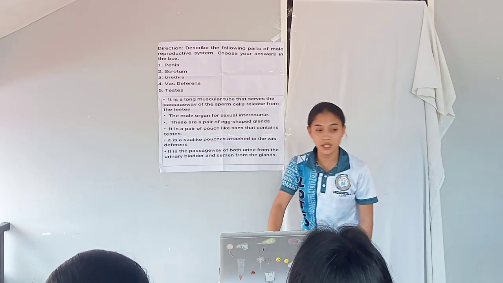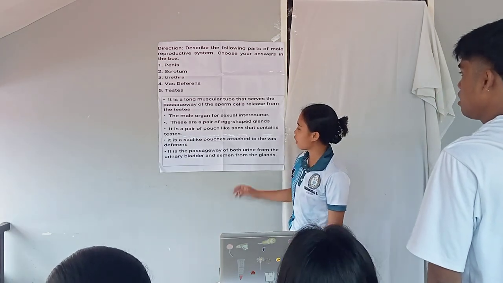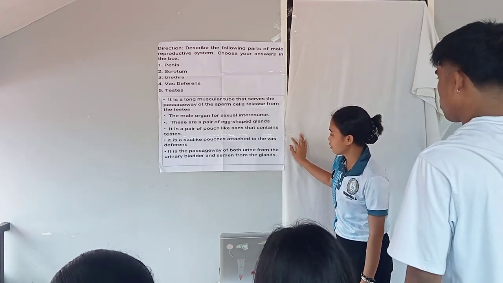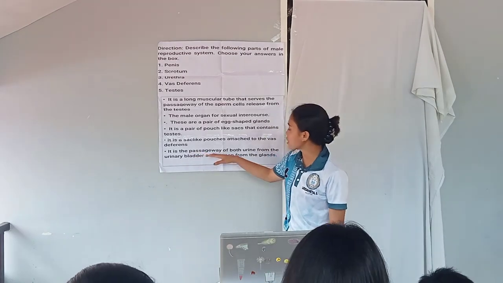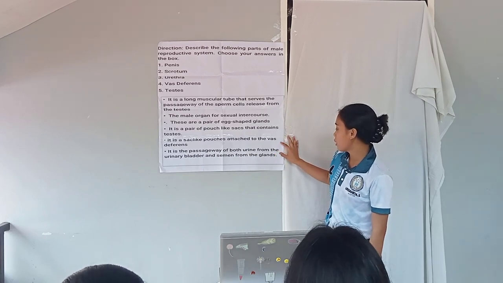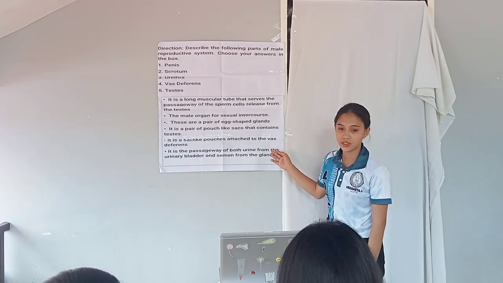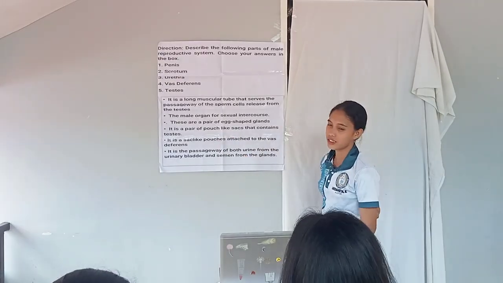Okay, number three wants to answer. Urethra. It's the passageway of both urine from the urinary bladder and semen from the glands. Okay, urethra, it is the passageway of both urine from the urinary bladder and semen from the glands. Is it correct? Yes, ma'am.